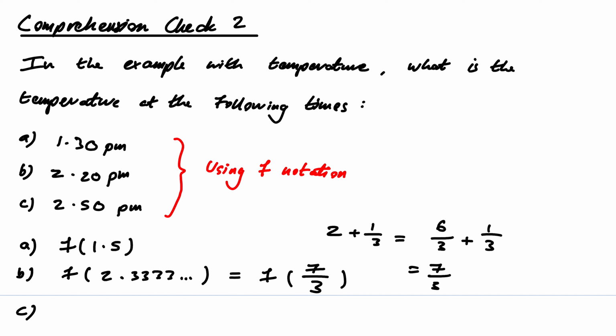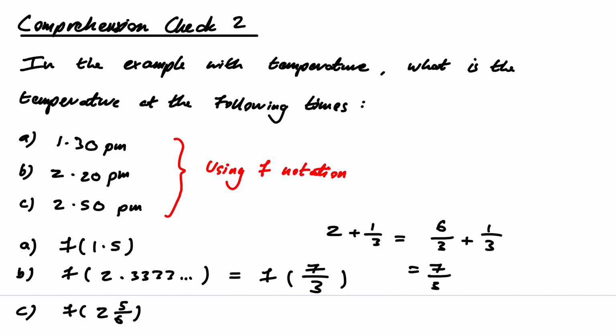Finally, C. So what's this guy? This is 50 minutes. 50 minutes isn't quite as neat, and I don't really want to tangle with decimals. So let's get this right. 10 minutes is 1/6 of an hour, so 50 minutes is 5/6 of an hour. So we could write this as F of 2 and then 5/6. But again, I don't like that notation because you could easily think it's 2 times 5/6, which isn't great.